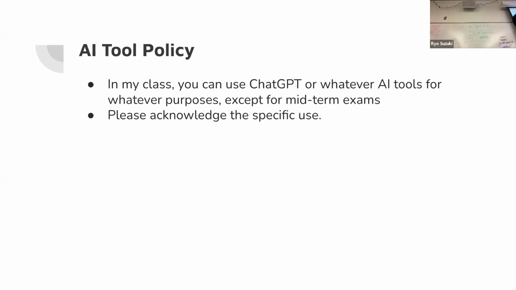Okay, so then for the AI tool policy, in a class, you could use ChatGPT or any AI tool for whatever purposes, except for the midterm exam. But please acknowledge it, especially for assignments. For the assignment, there should be no exact answer because of probability. If there's exact duplication, it's probably not an AI tool, it's probably copy and paste, so I think I could easily identify that. So I recommend you just work on this.